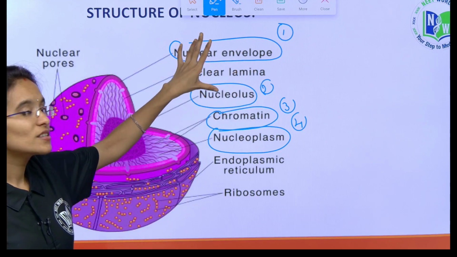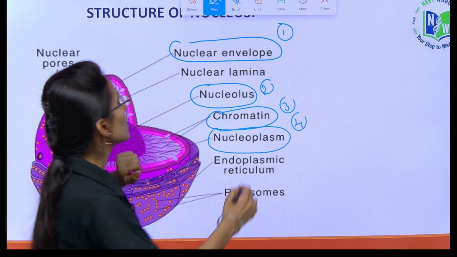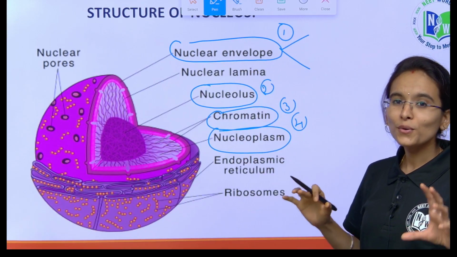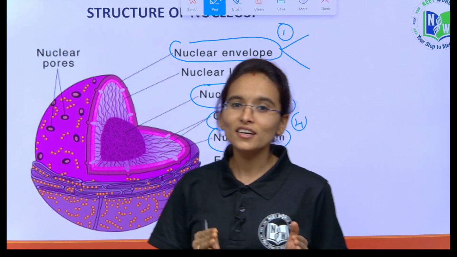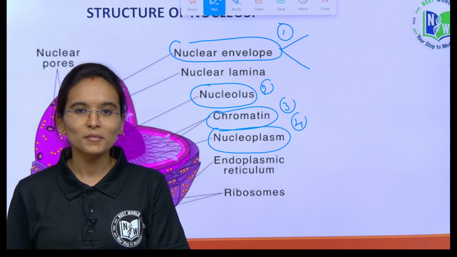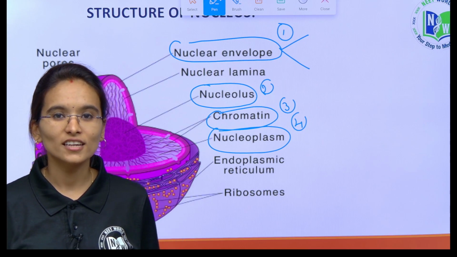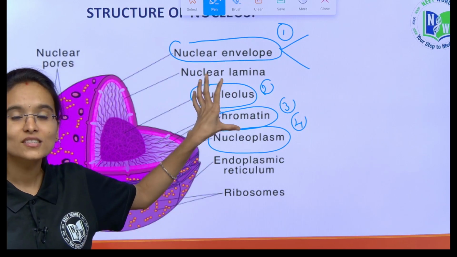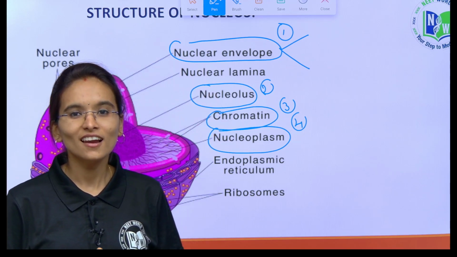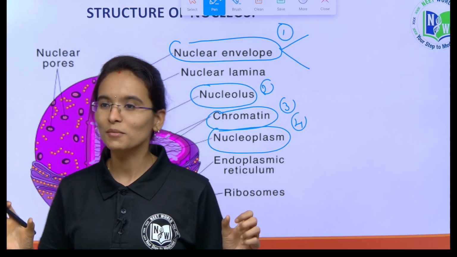So coming towards the nuclear envelope, see, the nuclear envelope is made up of inner membrane as well as outer membrane. The nucleus is actually a double membrane bound cell organelle. Okay, the nucleus is what, children? Actually, it is a double membrane bound cell organelle which contains outer membrane as well as inner membrane.